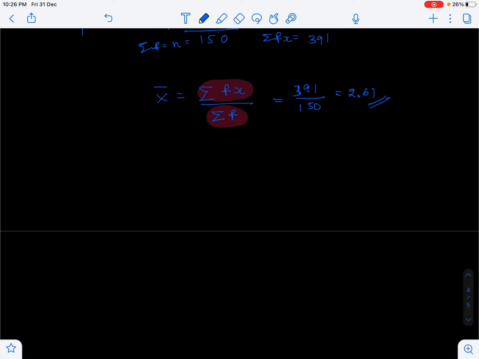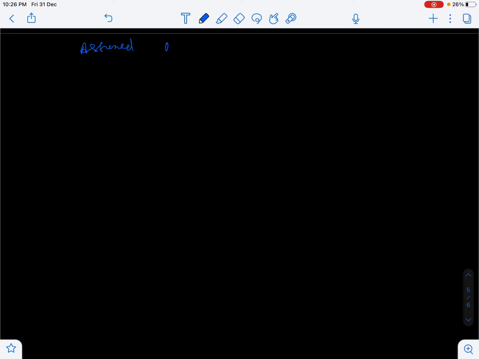Now let me take a different case where we have a large number of observations. If I have a large number of observations, in that case we need to use the assumed mean method. Let me take that example.